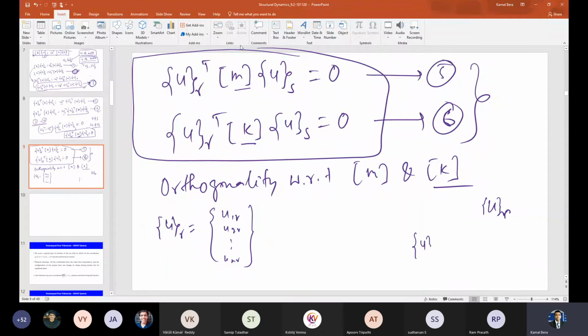I talked about U1 transpose M U1. Someone got that value for the numerical problem. I think I still remember it was 72 or something, if I am not wrong. Then I asked him, what should I do so that I get U1 transpose M into U1 equals 1? He told me that you have to multiply this mode shape by 1 by root over 72. So that is the case we are doing here.